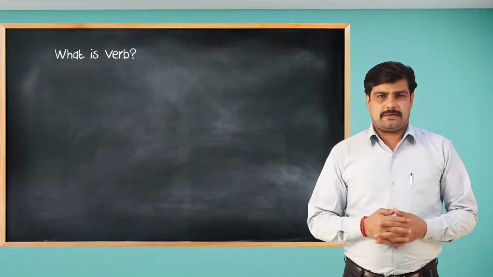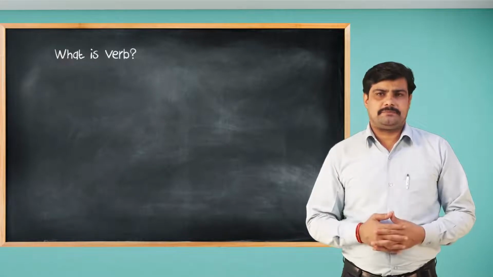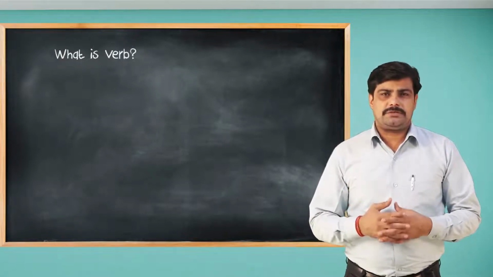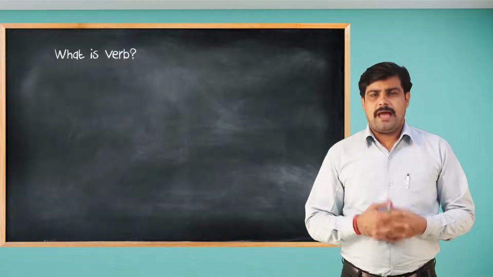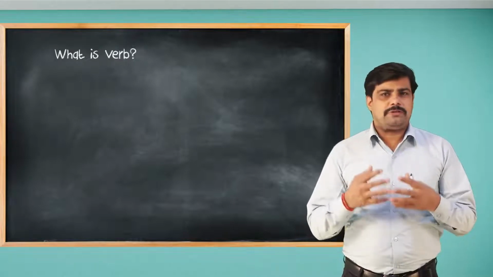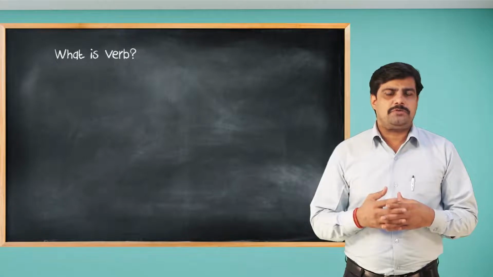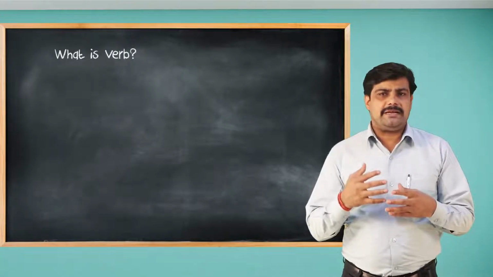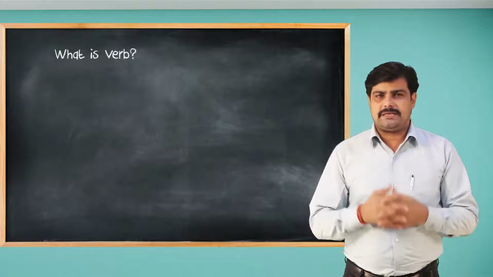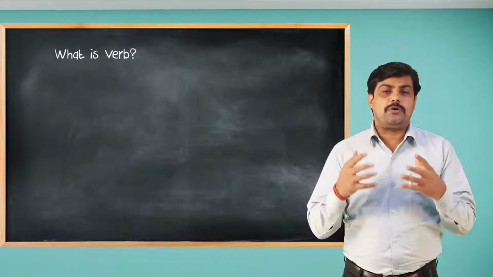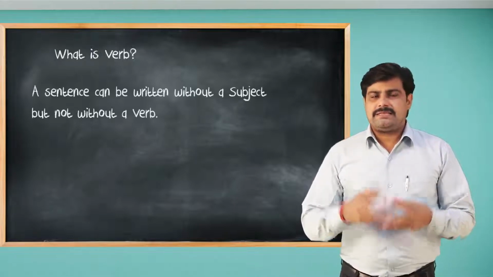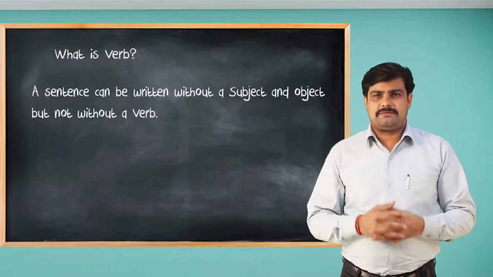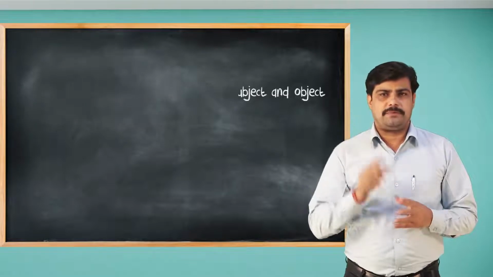A verb is nothing but an action word. These are the words that talk about our actions or what we do and perform. Without them, we would not be able to write sentences, because there is always at least one verb in a sentence. It is the soul of a sentence. A sentence can be written without a subject and object, but not without a verb.